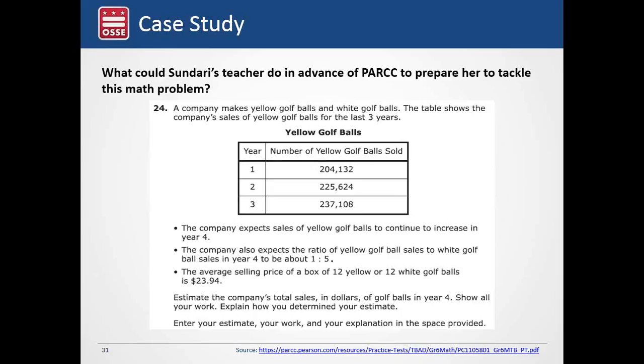Another idea coming through is to build background knowledge. Yeah, absolutely. It's kind of hard to build background knowledge on PARC, but there's no reason why in this preparatory lesson the teacher couldn't take a little bit of time, knowing that there are students who may not be familiar with golf, to explain what golf is, what golf balls look like.